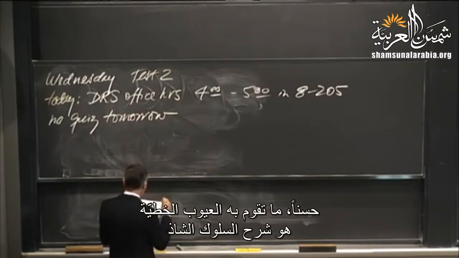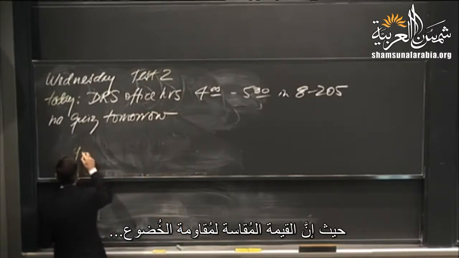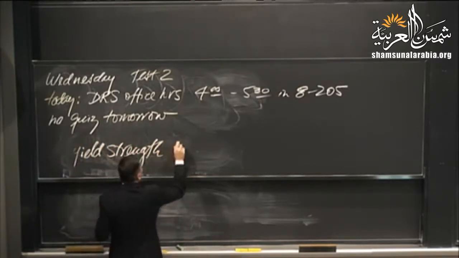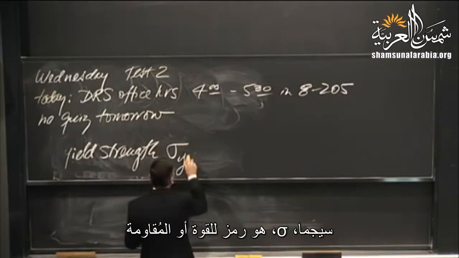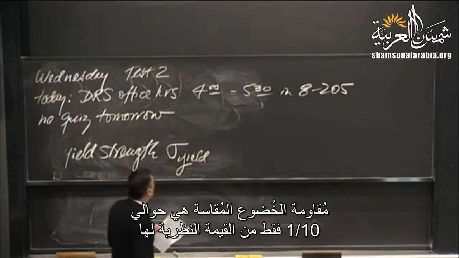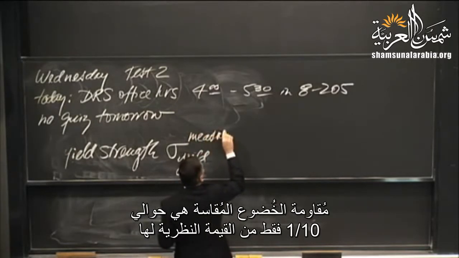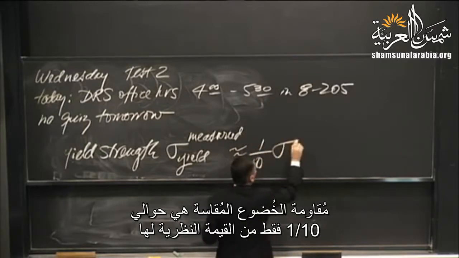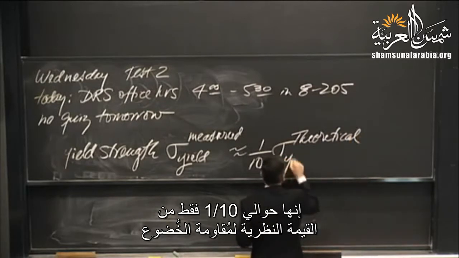Well, what line defects do is they explain this anomalous behavior where the measured value of yield strength, so I'm going to write sigma y. Sigma is the symbol for strength, and sigma y, the yield strength as measured, is on the order of only about 1/10 of the theoretical value. It's only about 1/10 of the theoretical value for the yield strength.